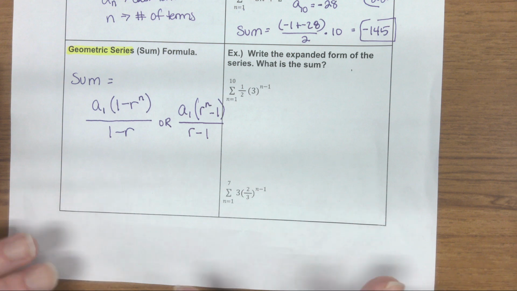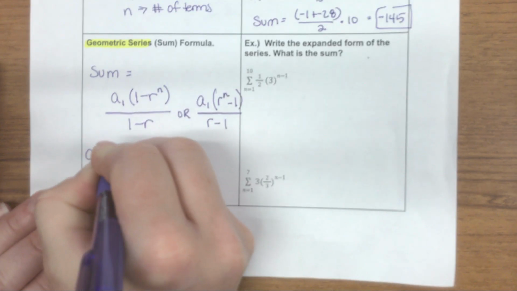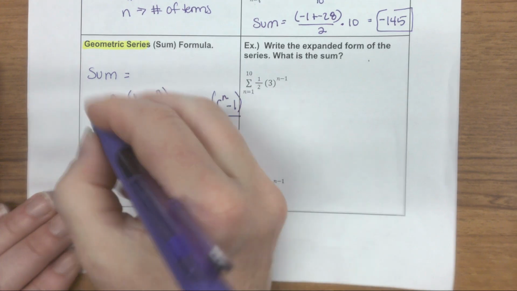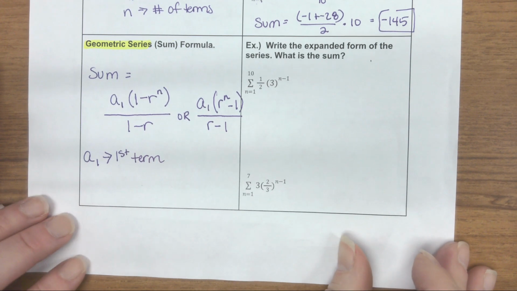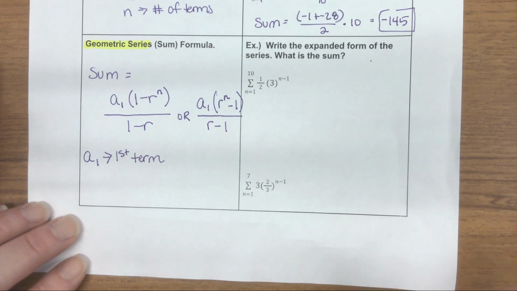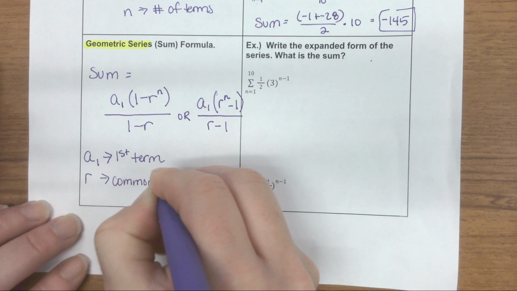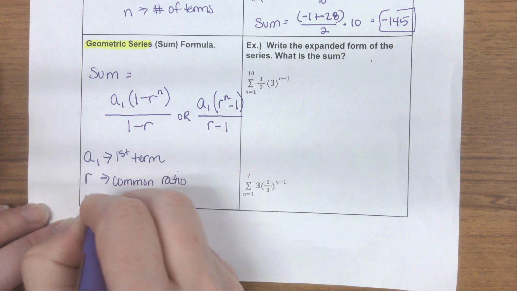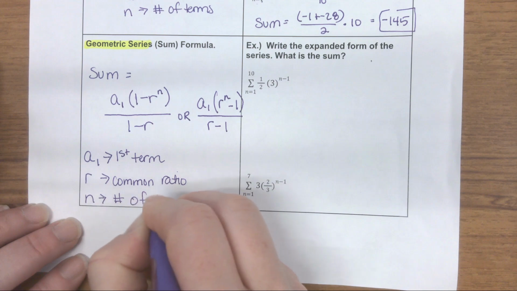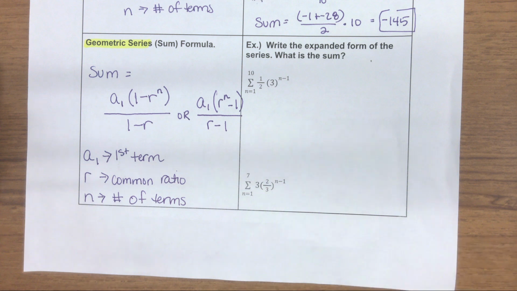Okay, so in this case, because these are geometric, what do you think a sub 1 stands for? First term. And what does r stand for? Common ratio. And n stands for the number of terms. Okay. So I don't really care.